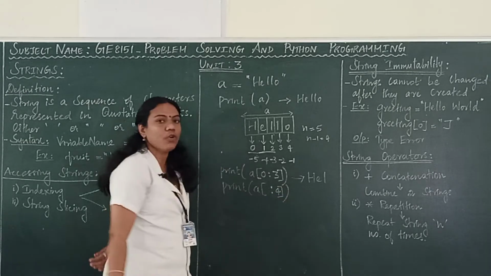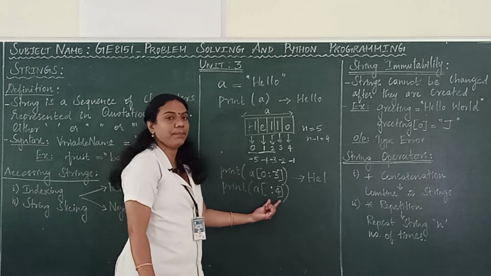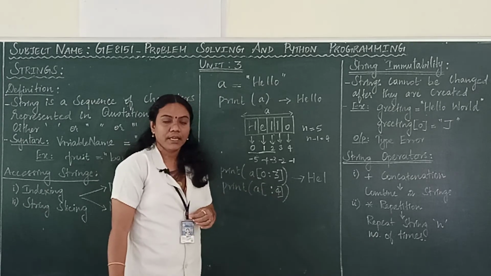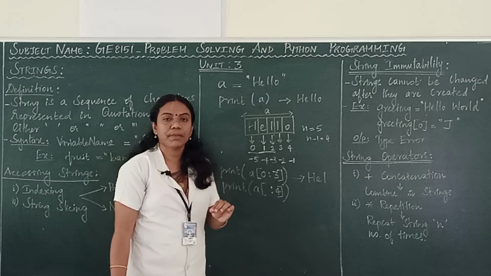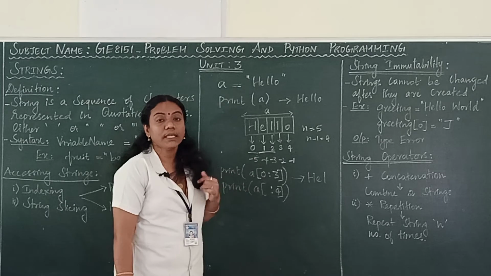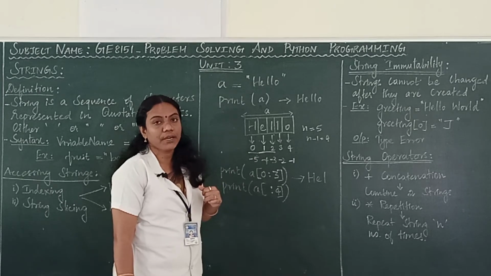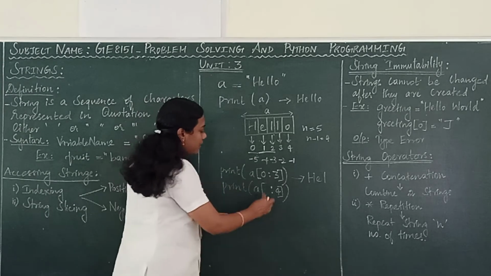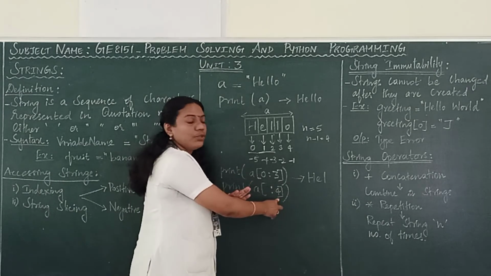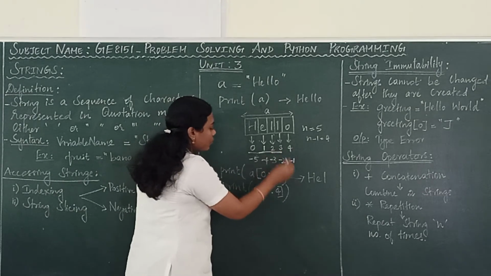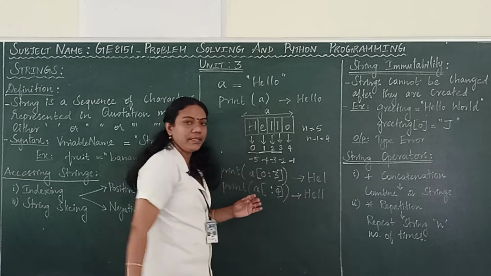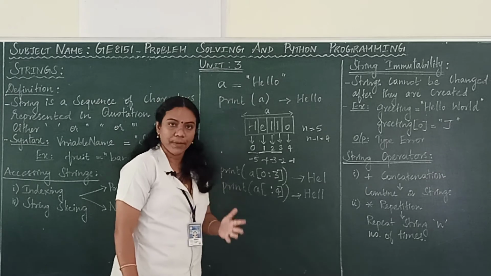Okay. So, next, another example, print A colon 4, right. So, now what will be the output in this particular print statement? The starting position is missing, right. If the starting position is missing, what will happen? It will take the default value. What is the default value of the starting position? It is 0. Okay. So, it starts from 0 and ends up to the given value 4. So, up to 3. So, what will be the output here? H, E, L, L, right. The first 4 characters will be printed.